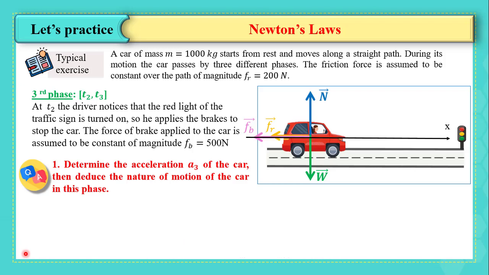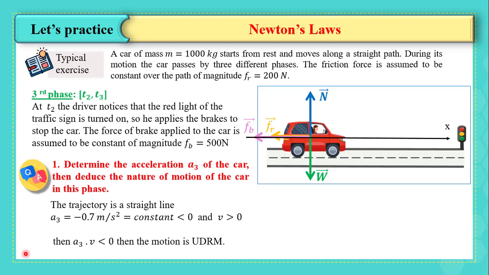Now to move to the nature of the car, since the trajectory is a straight line, the acceleration is negative and constant, and V is positive since the car is moving in the positive sense, then A3 dot V is negative, which means that the motion is uniformly decelerated rectilinear motion.